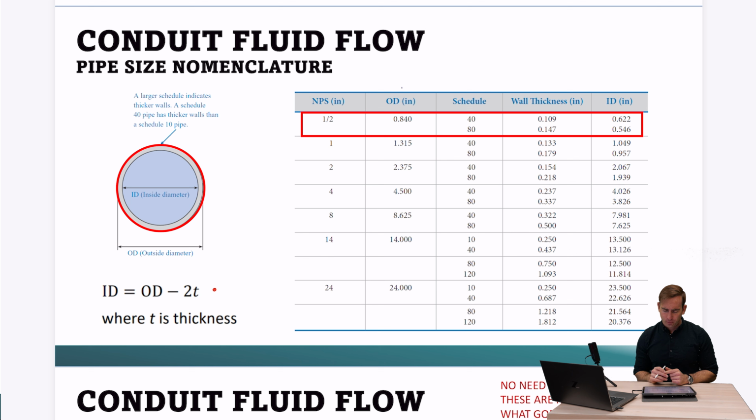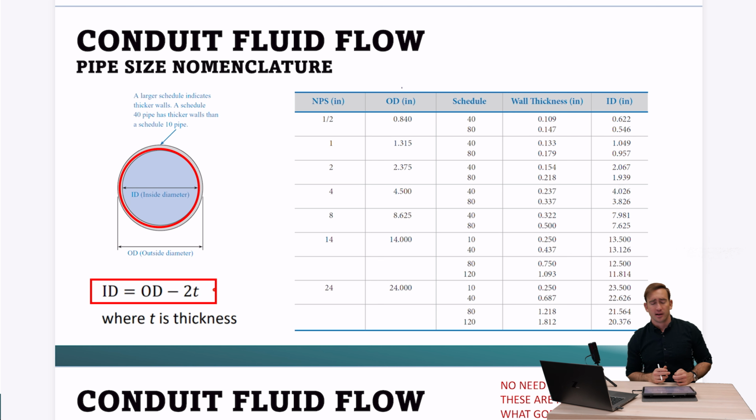So you can see for a Schedule 40 pipe, wall thickness is 0.109, and for a Schedule 80 pipe, the wall thickness has increased to 0.147. You can see for these two schedules, you've also got an inner diameter for the Schedule 40 and the Schedule 80. And you can see that as the pipe gets thicker, the inner diameter goes down as well. So no big deal there. The main takeaway is that you really just want to look at the inner diameter of the pipe, because that's going to be the part that actually affects your fluid flow.